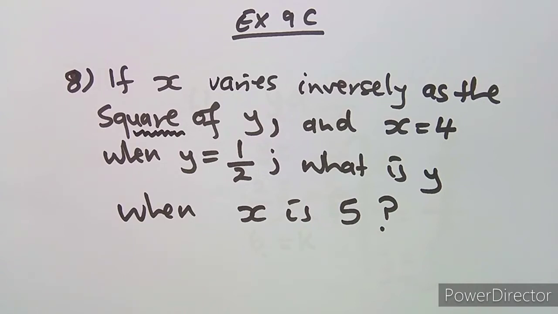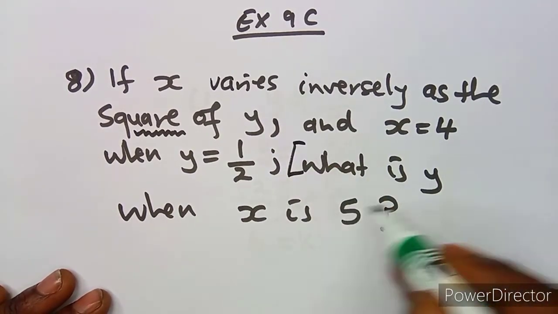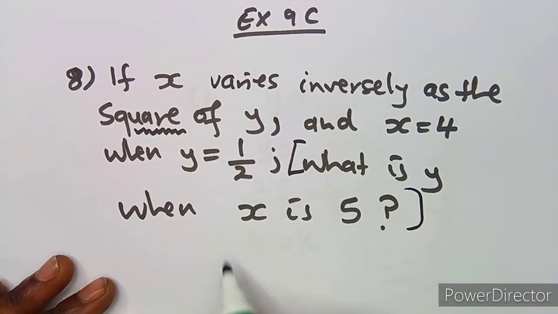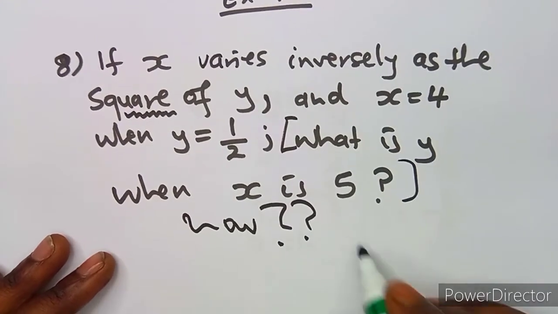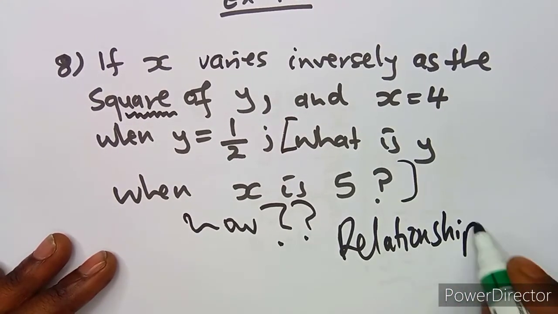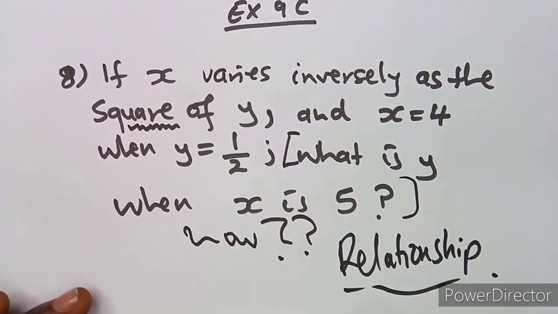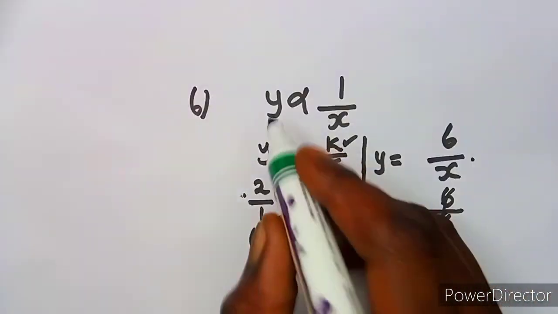So as you can see, this one is a similar question to the one that you had, where they just ask you a question like this: what is the value of this where this is equal to this? But how can we just attempt this question? We need the relationship. There is no way. First we need the relationship. So let's start here. X varies inversely, so that's something like this. Okay, this is number 8.